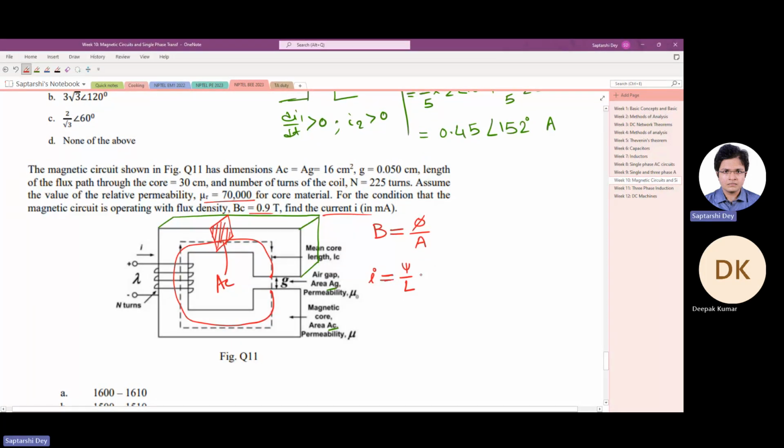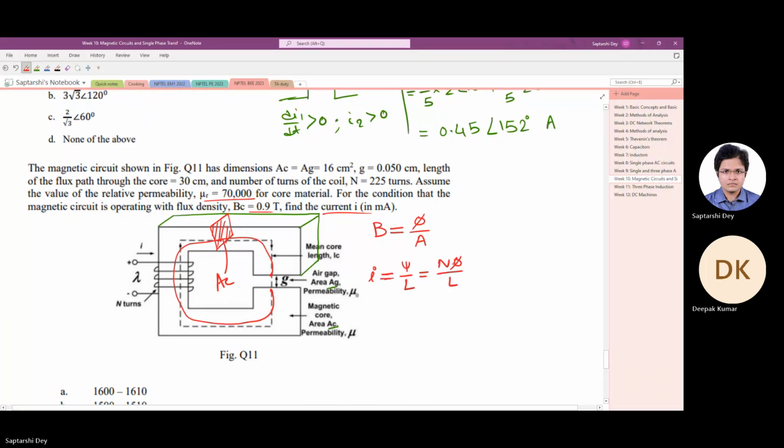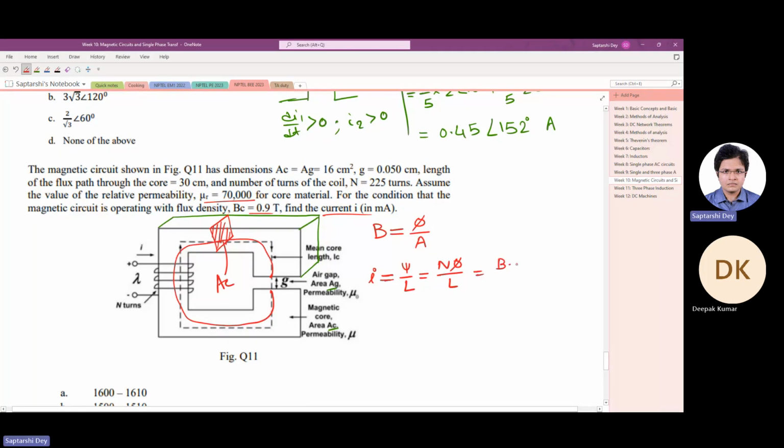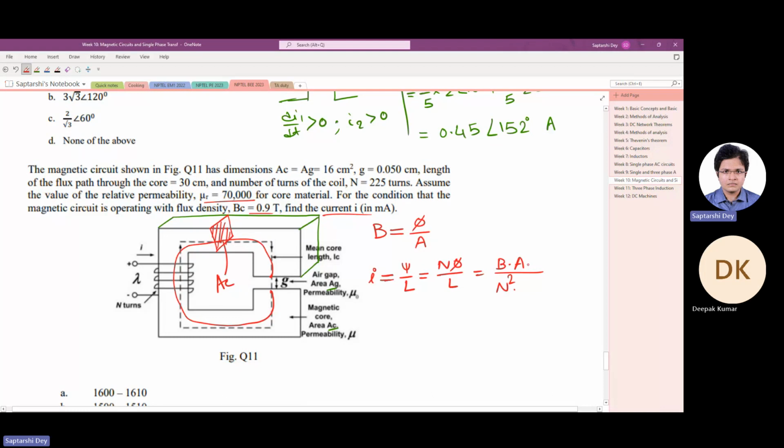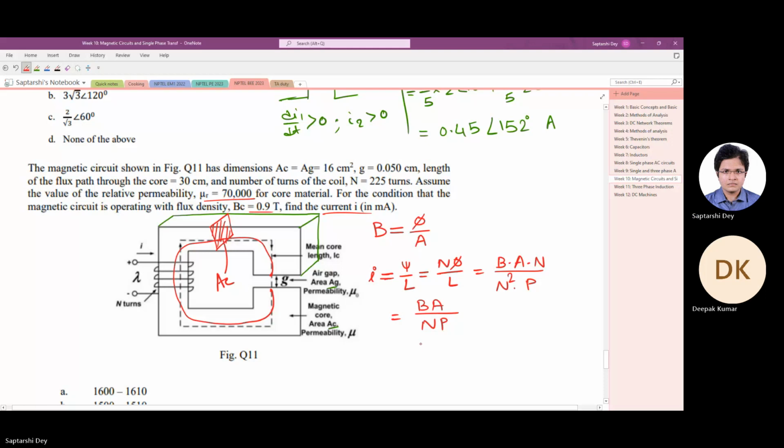Inductance we can find out. Now psi is N phi by L. Phi is B times A, and L is N squared permeance, the total permeance that the coil sees. So it becomes BA by NP. Now BA by NP, I can write BA by N times the reluctance, the equivalent reluctance of the circuit.